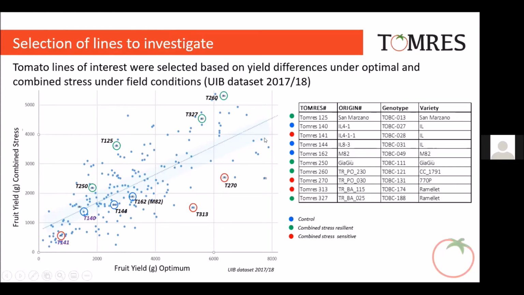In Danny's talk, he's been screening thousands of these different tomato varieties using X-ray CT for phenotyping. It's a much lower throughput, so you really need to use a different technique to pick up some key individuals that might be of interest. Here we used the data from the University of the Balearic Islands in Mallorca, where they'd done this field trial, and we picked out some of the lines that were either sensitive or resistant to the combined stress, and targeted those for X-ray imaging.